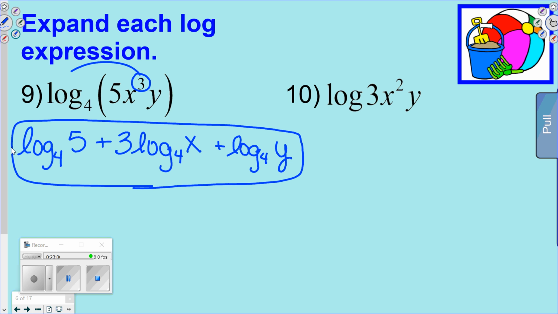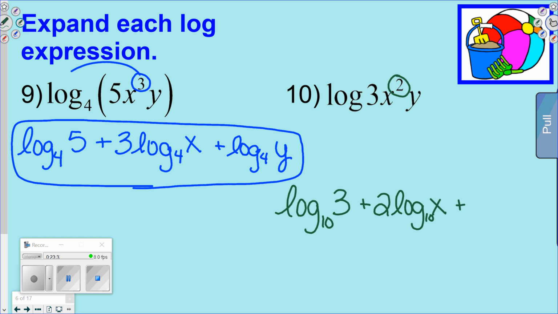Why don't you guys try number 10? Okay, so number 10. How many times did you write log? 3 times. All right, so we should have written log. What is the base? It's 10. How many of you wrote 10? Okay, majority of you did. You don't have to, but you can. So log base 10 of 3 plus, yeah, the exponent comes out in front. So 2 log base 10 of x plus log base 10 of y. Did any of them simplify? No. So we were done right there.